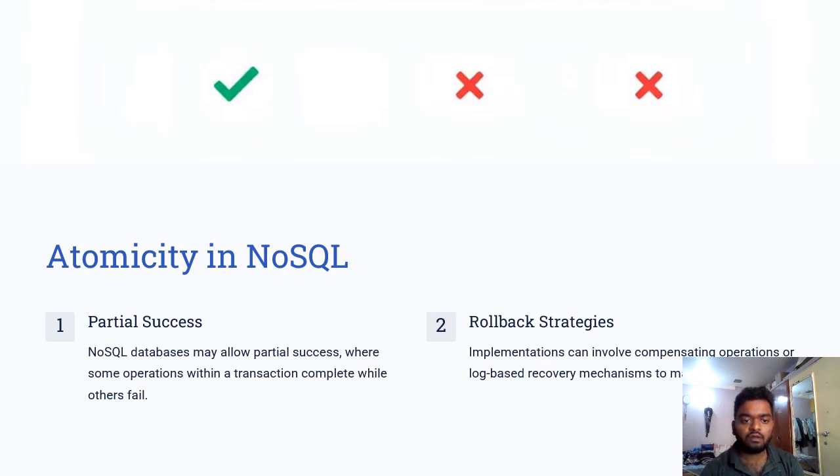Atomicity in NoSQL: partial success and rollback strategies. A NoSQL database may allow partial success, where some operations within a transaction complete while others fail.